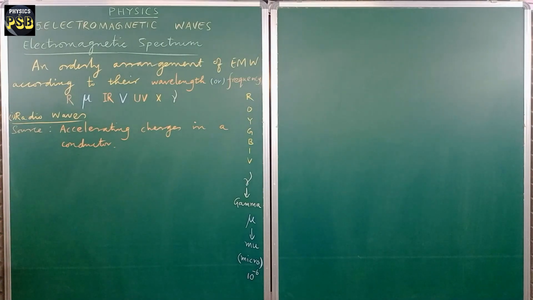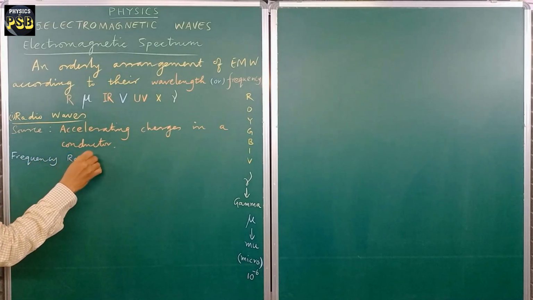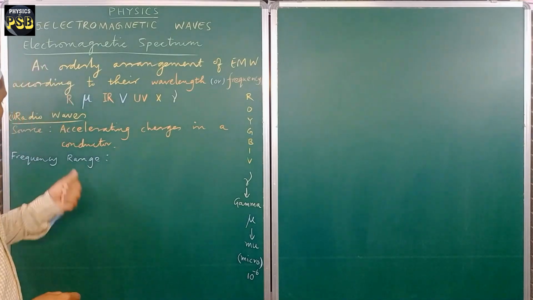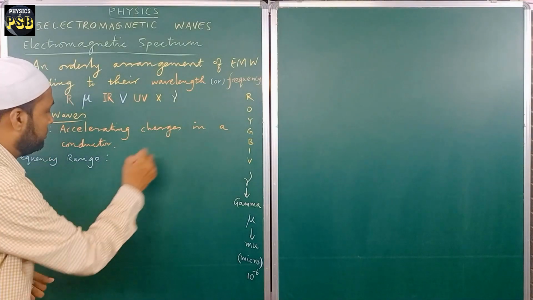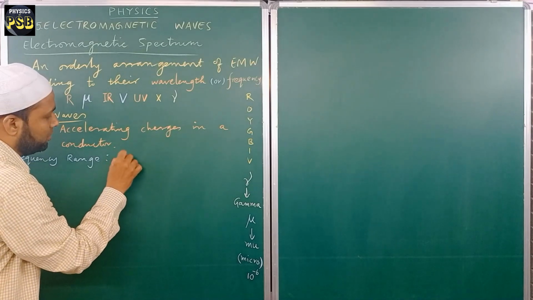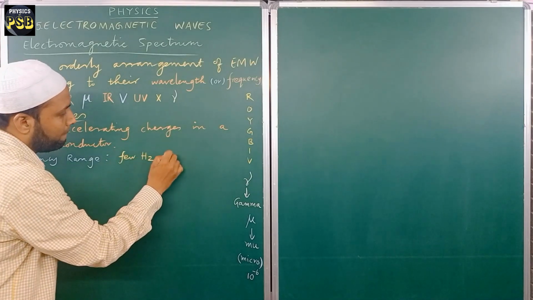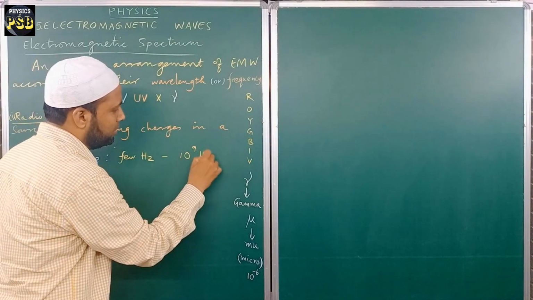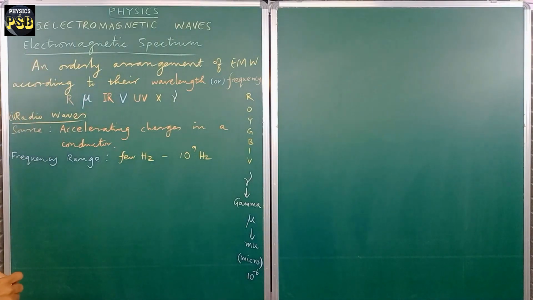Then we discuss its frequency range, a very important thing. What is the frequency range of radio waves? The frequency range lies between a few hertz and 10 power 9 hertz. This is the frequency range of radio waves.